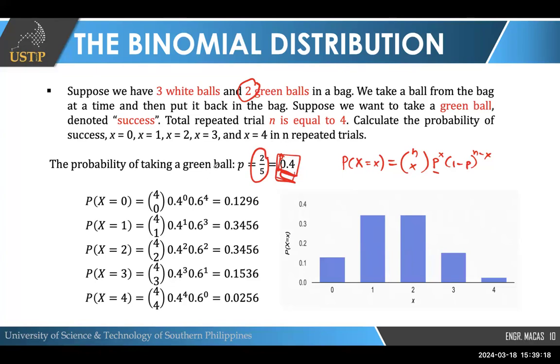Okay, let's solve the probability of success. X is equal to 0, meaning in 4 trials, you did not get any green ball. When you substitute, you get 0.1296. Did you notice the pattern? The probability of success is 0.4, and the probability of failure is 0.6. This is actually the probability of getting the white ball. If you sum the two, that is equal to 1. And in the pattern, the exponents sum to 4, which is the number of trials.